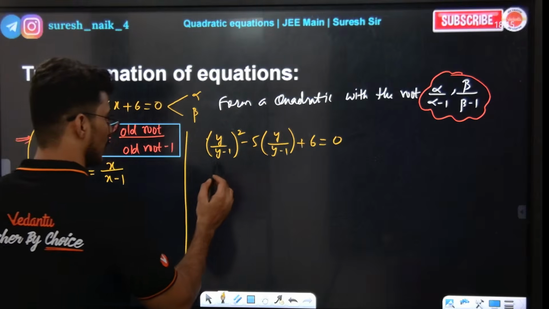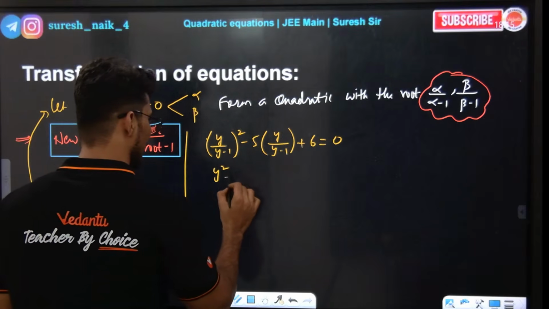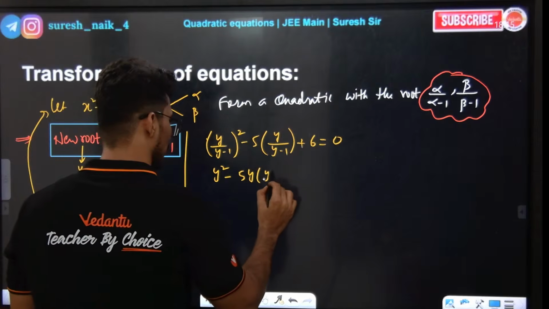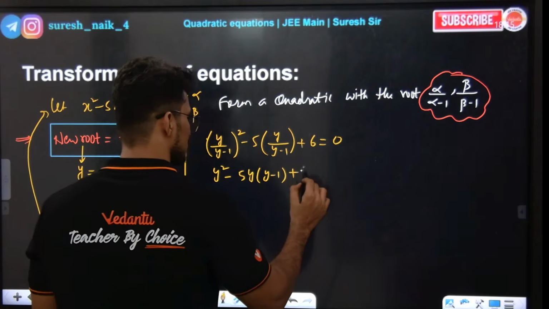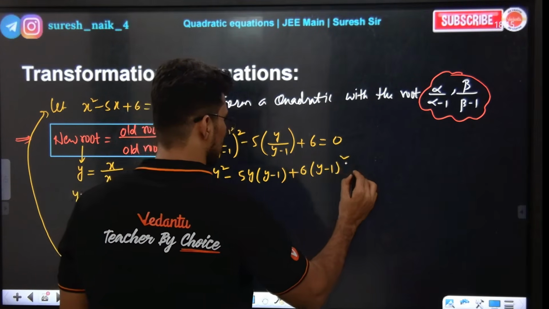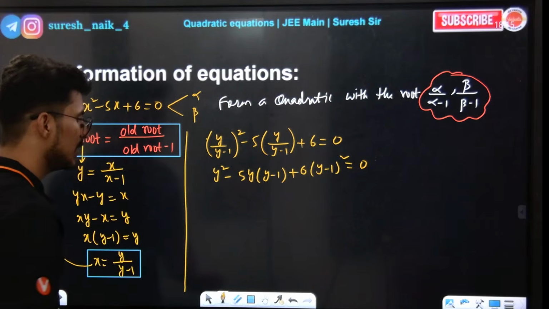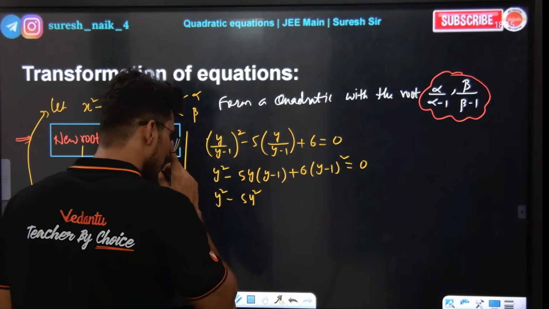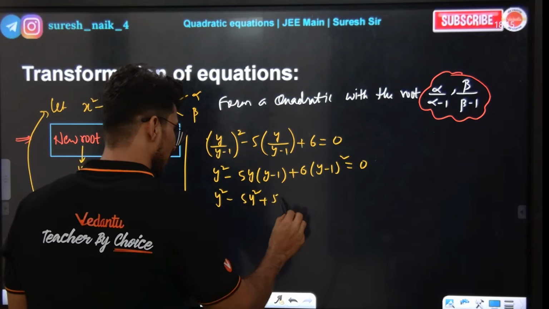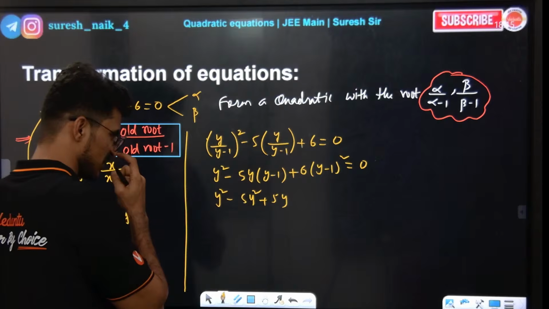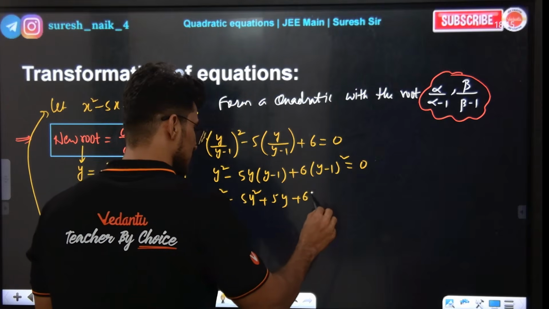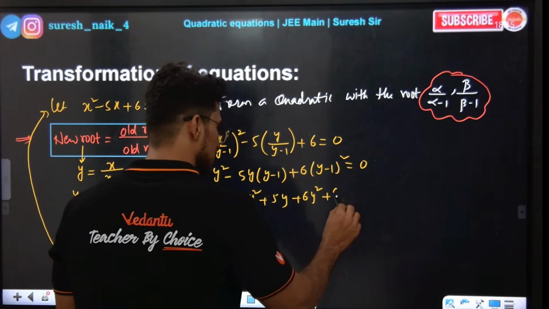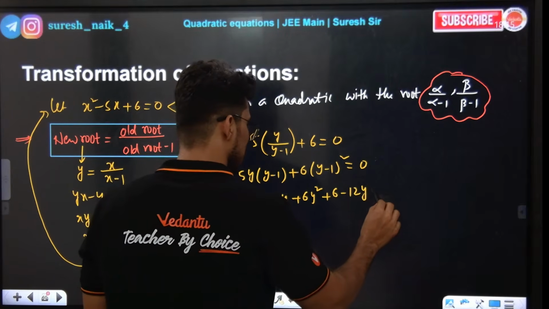That's it. Solve panna varum. Take LCM: y square minus 5y into y minus 1 plus 6 into y minus 1 whole square is equal to 0. LCM edukkaru. Purida? Yes or no? You solve this. y square minus 5y square plus 5y plus 6y square plus 6 minus 12y is equal to 0.